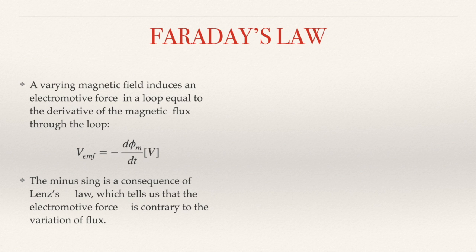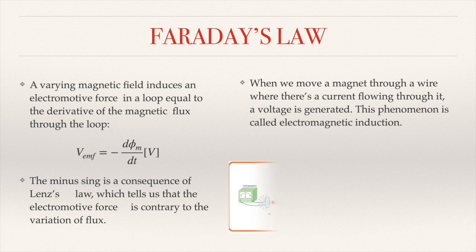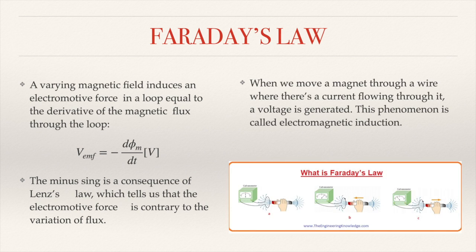The minus sign is a consequence of Lenz's law, which tells us that the electromotive force is contrary to the variation of flux. When we move a magnet through a wire, where there's a current flowing through it, a voltage is generated. This phenomenon is called electromagnetic induction. Here you can see this phenomenon in the photo below.